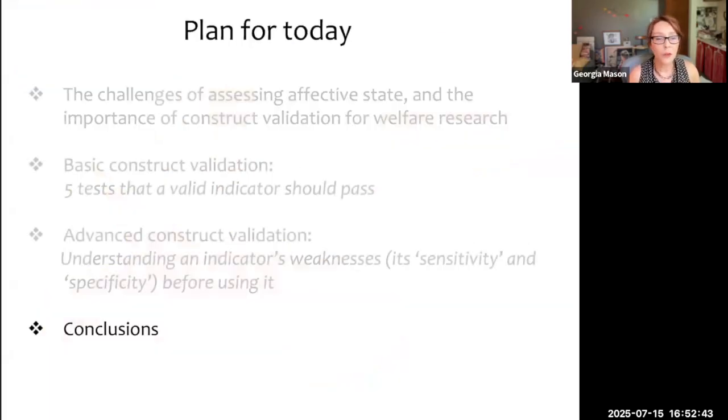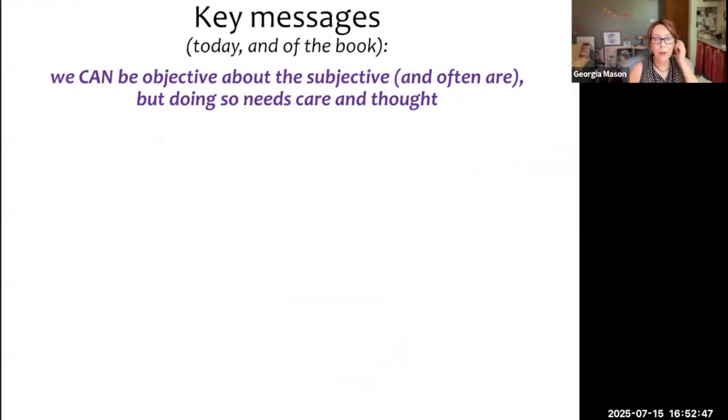Okay, so to briefly wrap up, I would say the key messages today are that we can be objective about the subjective. We can use measurable proxies to say legitimate, defensible things about private subjective states. And we often do this. There are many examples of excellent best practice out there. But doing so needs care and thought. And sometimes that step is missed, and it really shouldn't be.